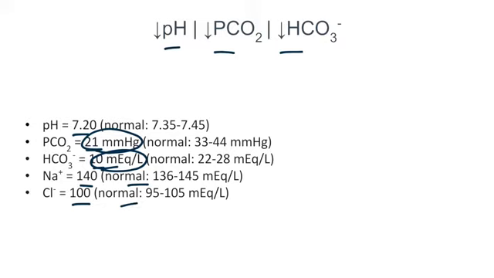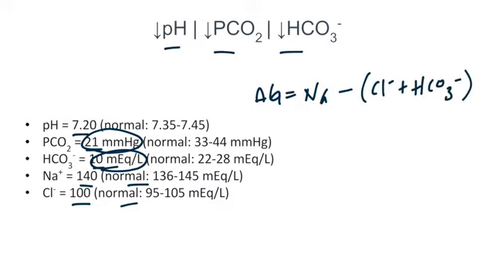Now we've been given sodium, bicarb, and chloride, so we need to calculate an anion gap. Remember, anion gap is calculated by taking sodium and subtracting chloride and bicarb. In this case, 140 minus 100 plus 10, which equals 30. A normal anion gap is between 8 and 12, so this patient clearly has an anion gap metabolic acidosis.